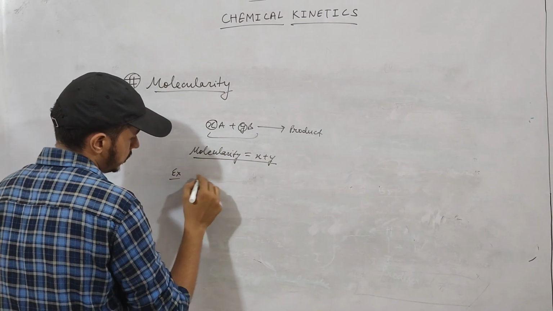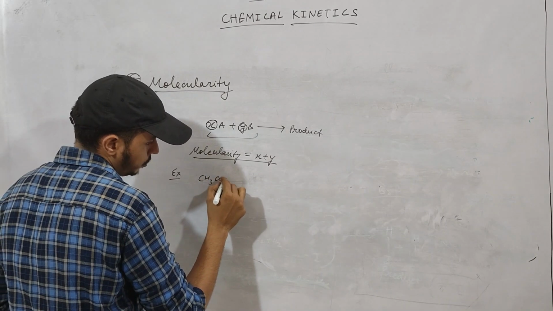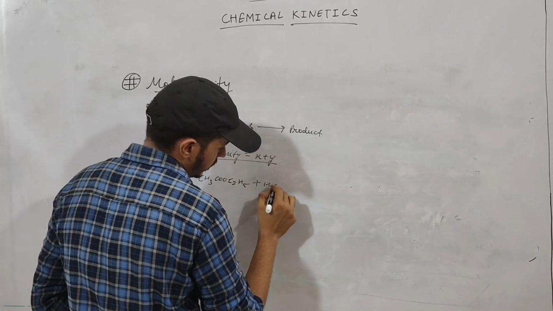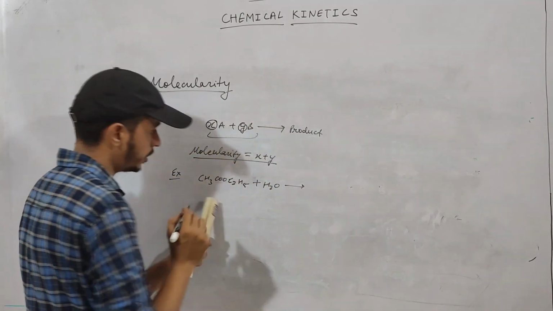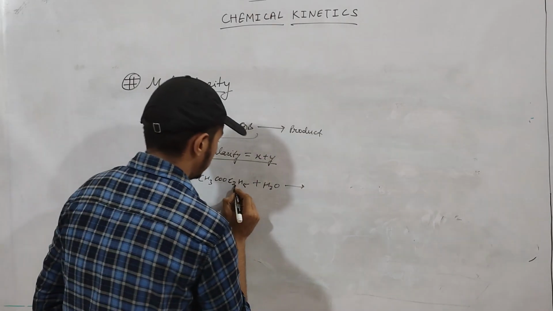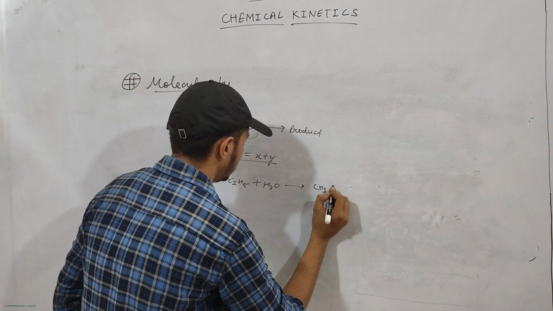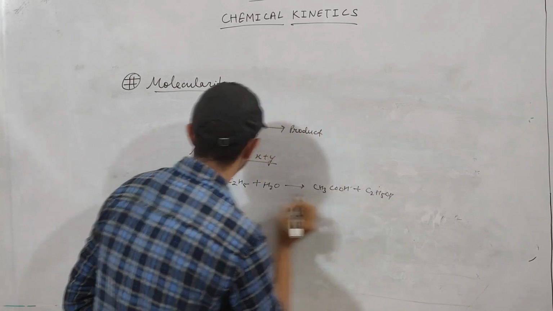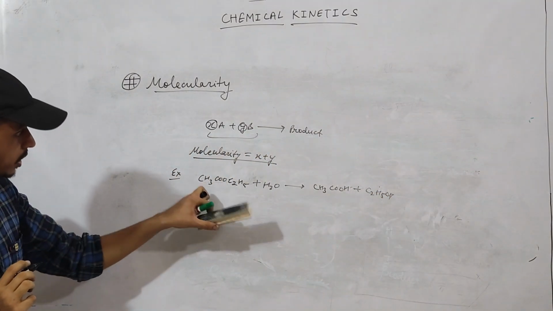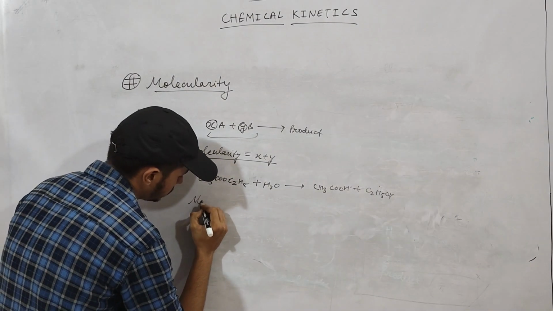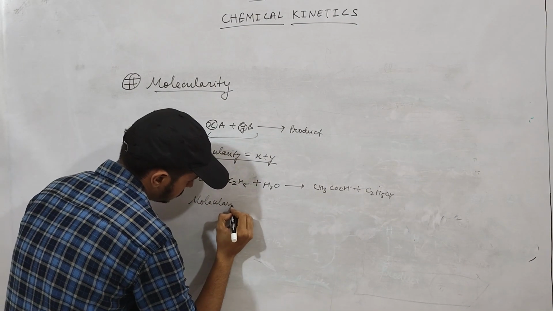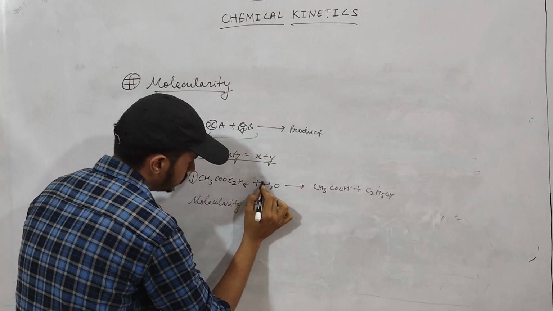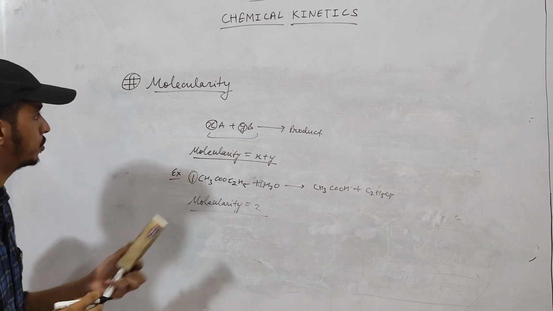Bigger example. CH3COOC2H5 plus H2O is added in this reaction. What is the molecularity for this reaction? And further this reaction will become CH3COOH plus C2H5OH. So molecularity is the number of reactant molecules taking part in the reaction. So molecularity will become 2. Number of reactant molecules, stoichiometry is 1 and 1. 2 molecules, so molecularity will be 2.